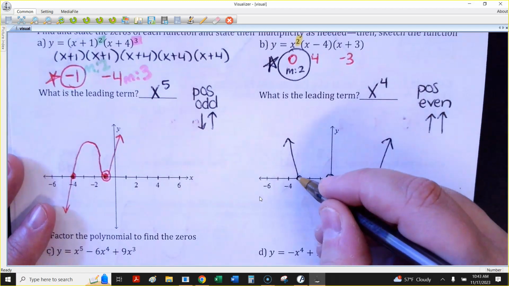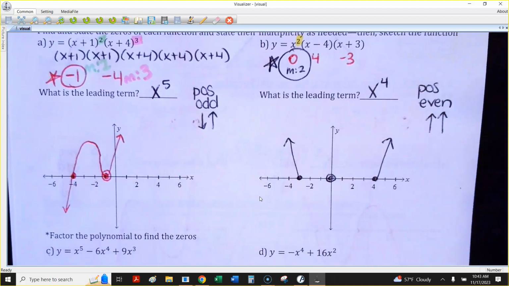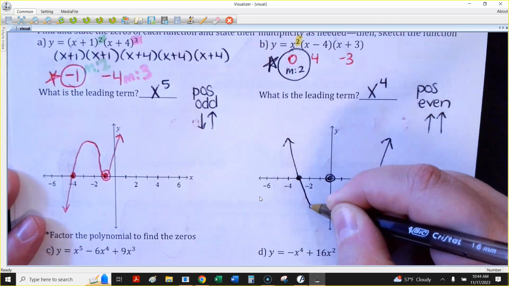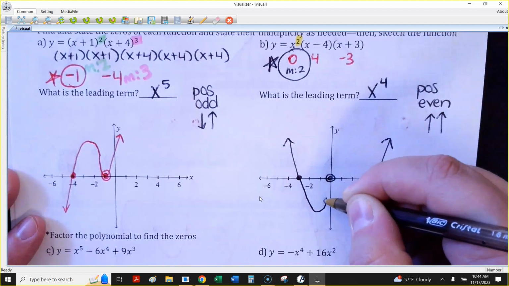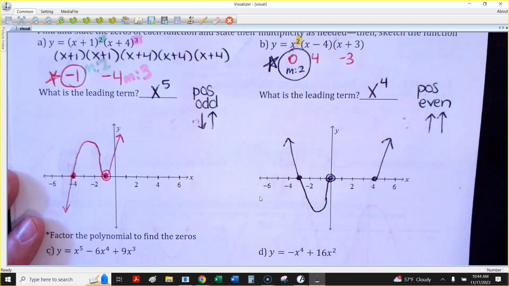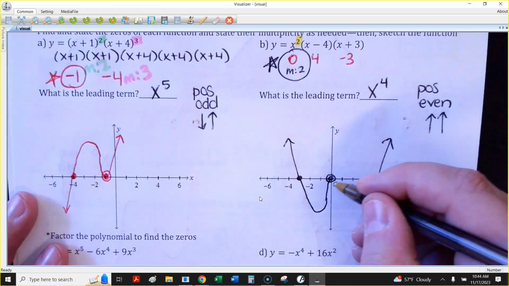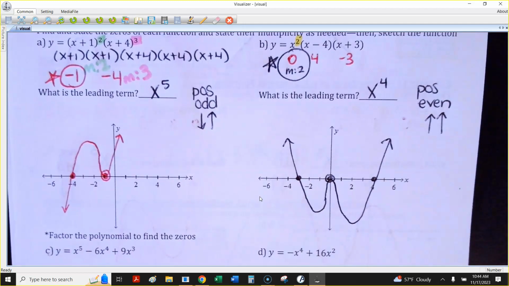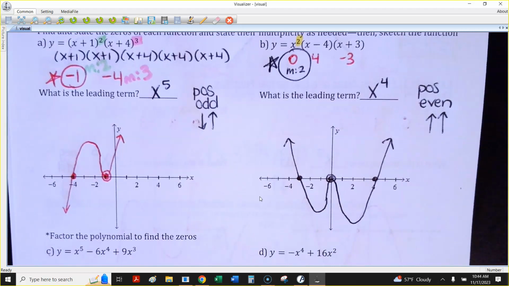Now, odd multiplicity, or I just have a set of parentheses that would technically have an exponent of 1, which is odd. So at the -3, I'm going to go through the x-axis, and I'm going to try my best to draw a parabola here. I have to come back up because I have to go to the origin, but that one has a bounce. So then I'm going to bounce back down, and then I know I have to come back up to go through the 4. So I'm bouncing off the x-axis at the 0 and going through anything that has an odd multiplicity. So even multiplicity, don't go through the x-axis. Odd multiplicity, you do go through the x-axis. Does anybody have any questions?